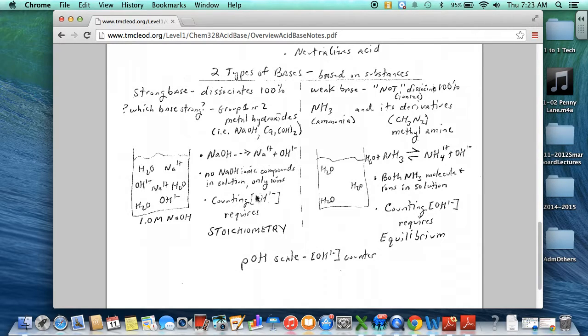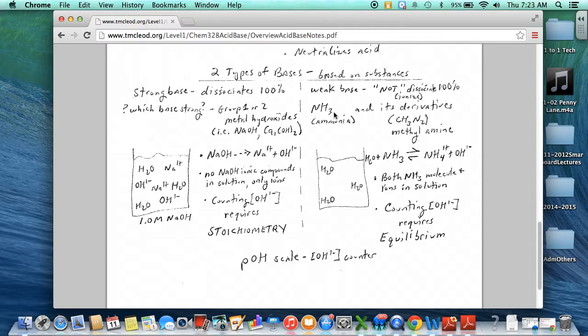Okay, and with bases, I'm counting. Again, there's water in there. With bases, we count OH minuses, and since it dissociates 100%, we can use stoichiometry, because for every 1 mole of NaOH, I'm going to, in this case, get 1 mole of Na1 plus and 1 mole of OH1 minus out. Now, for the weak base, just like the weak acid, they don't ionize 100%.